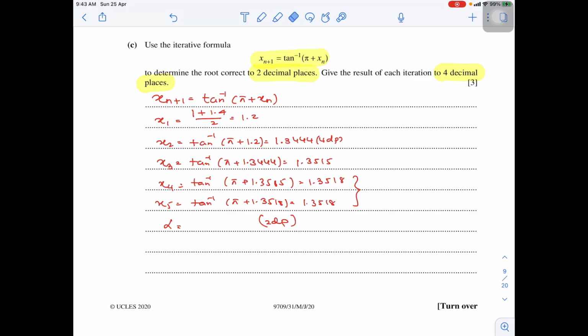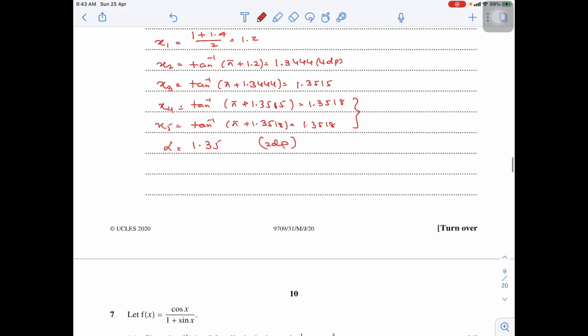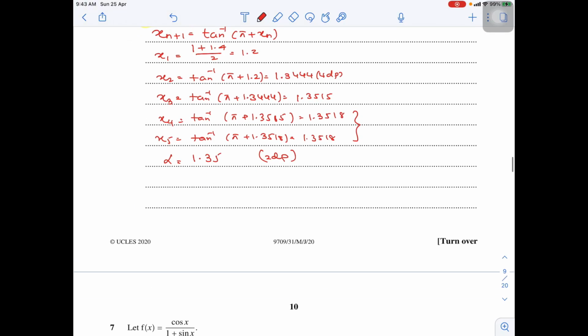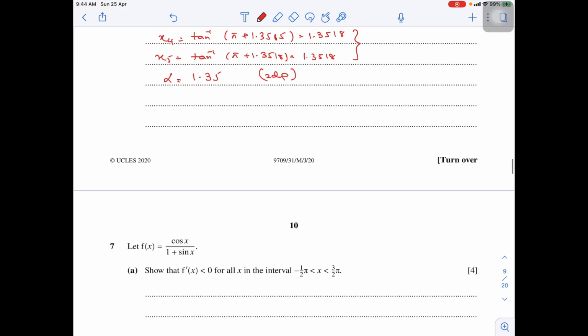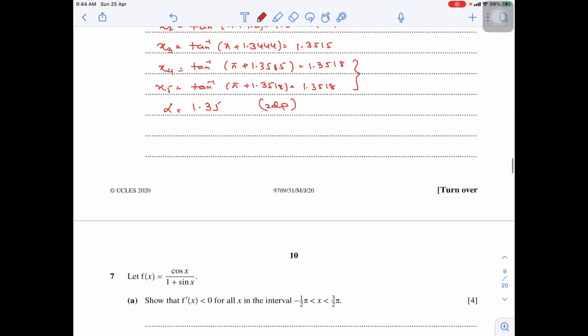So alpha is 1.35 to 2 decimal places. Let's see, it should be 1.35, not tan inverse 1.35. I'm so sorry. Let's try the next one, number 7 now.